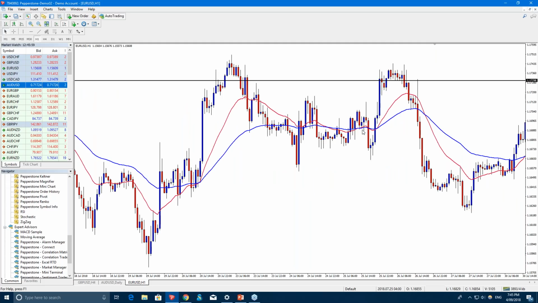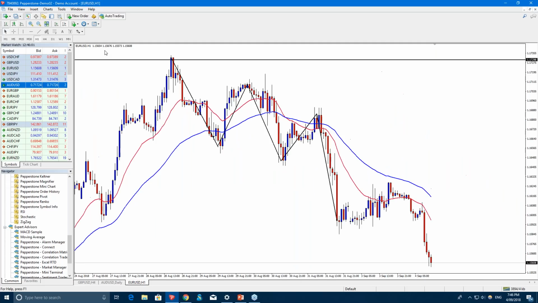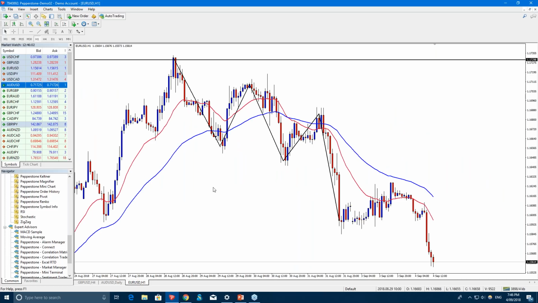Now, I'm not sure if everybody is aware, but I will just mention it just in case. The moving averages, when you do change between the charts, they do actually adjust for the chart.